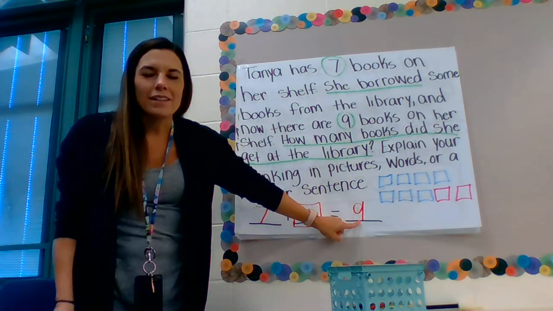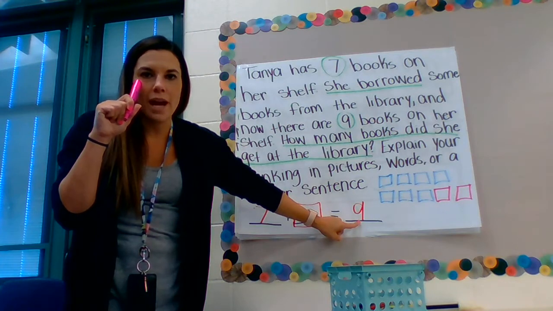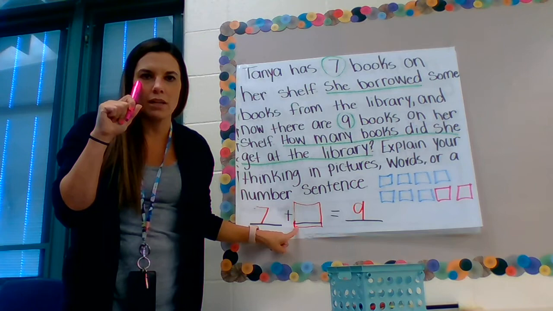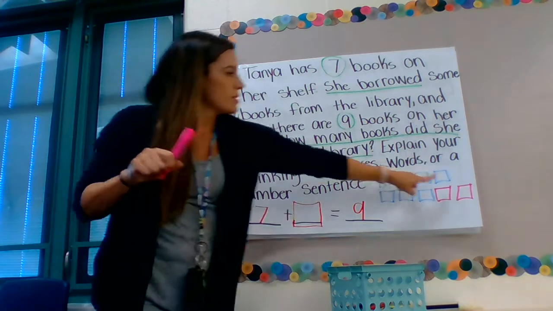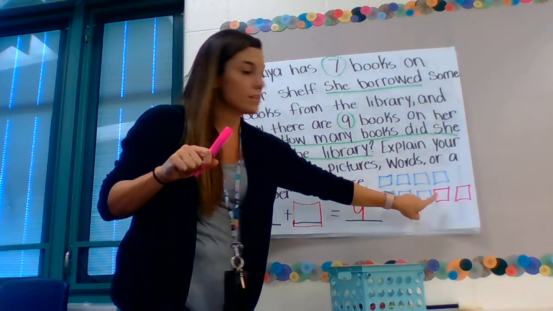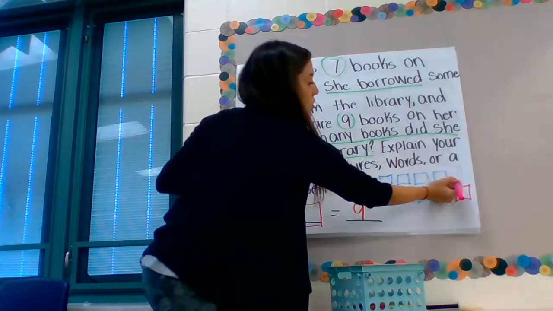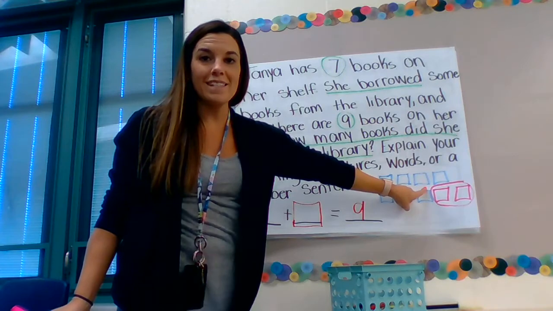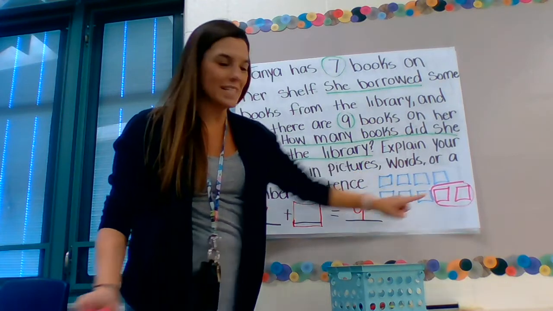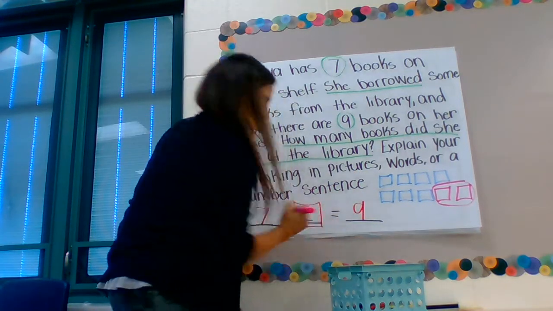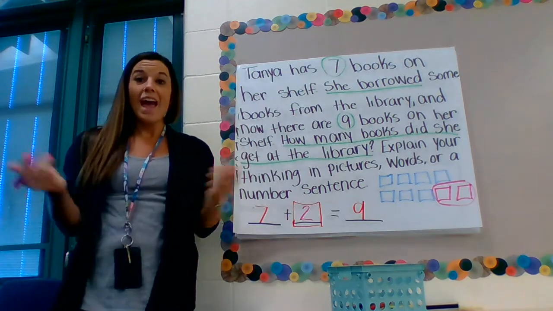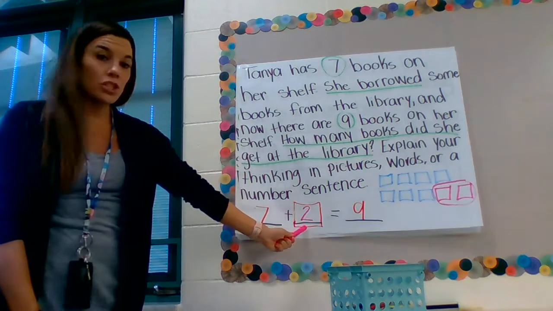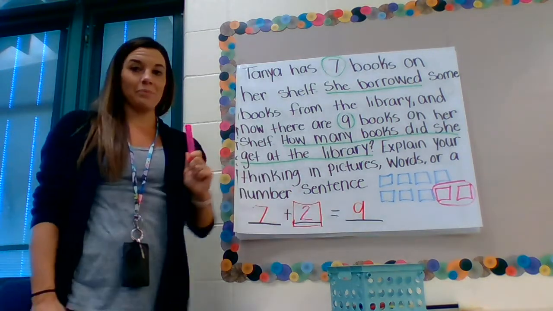Guess what? Now I can tell just by looking with my eyes, what is my mystery number? What is the missing number from my equation? 7 plus 2. 2 is the answer to my problem. Do you see how I did that? And voila, we've got it. 7 plus 2 equals 9.